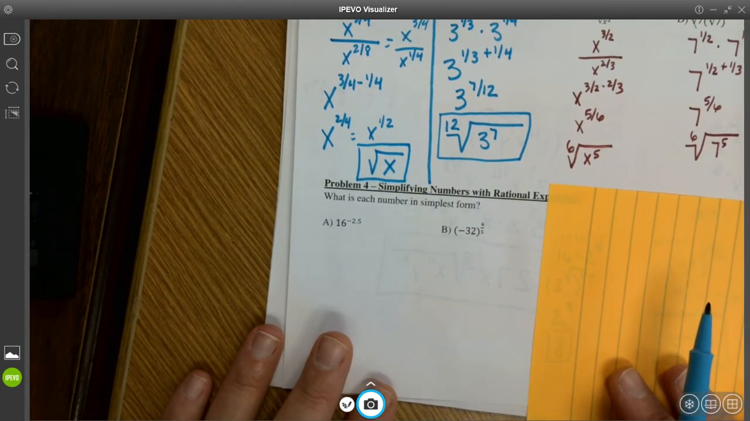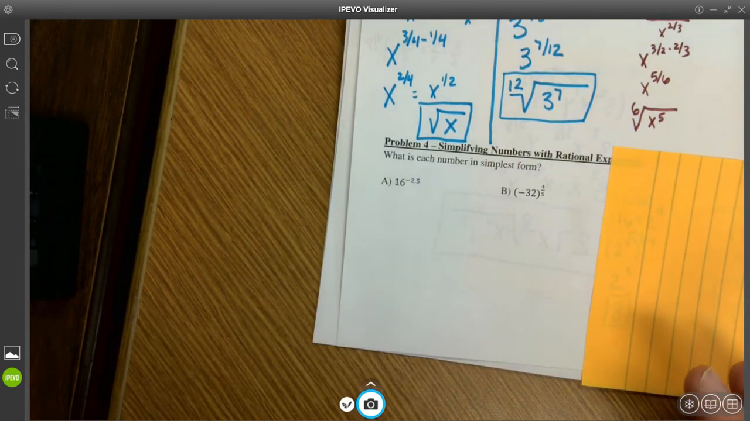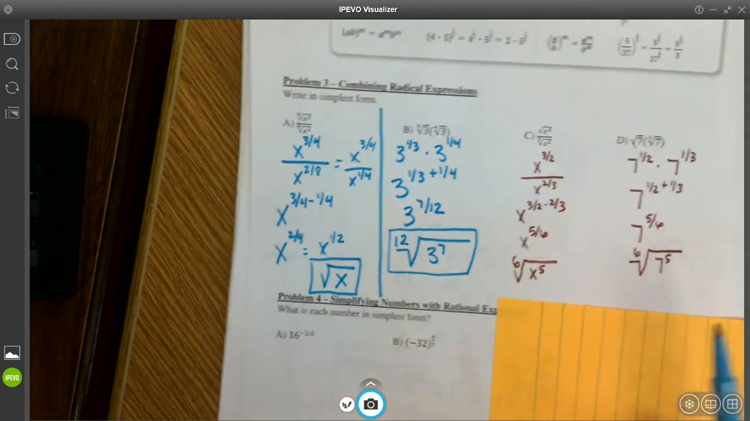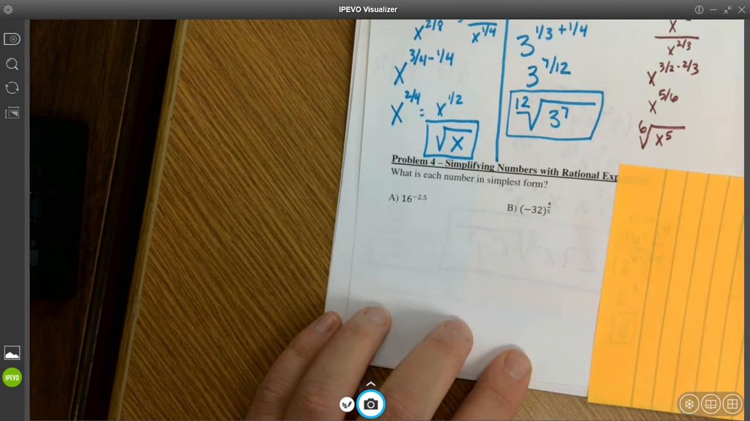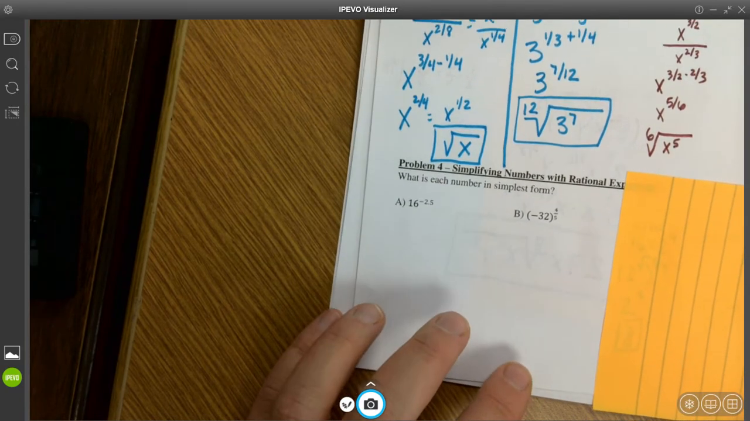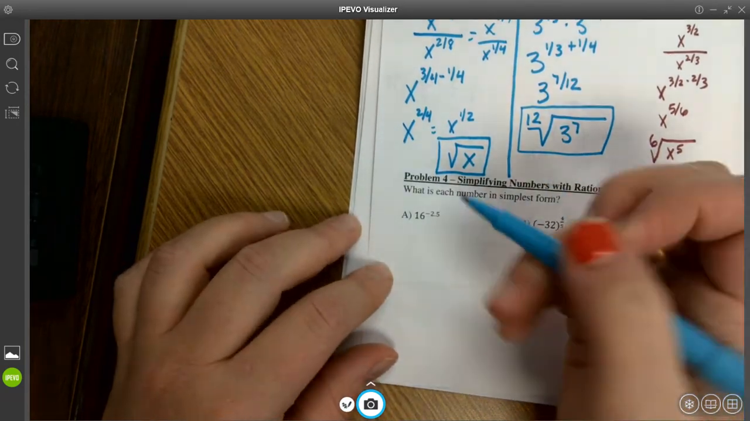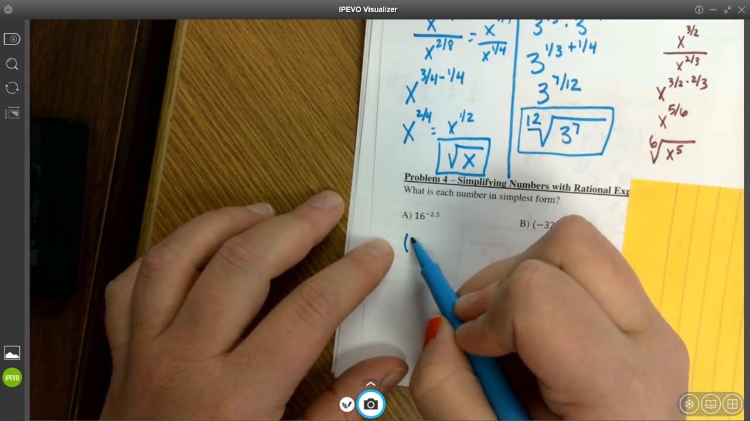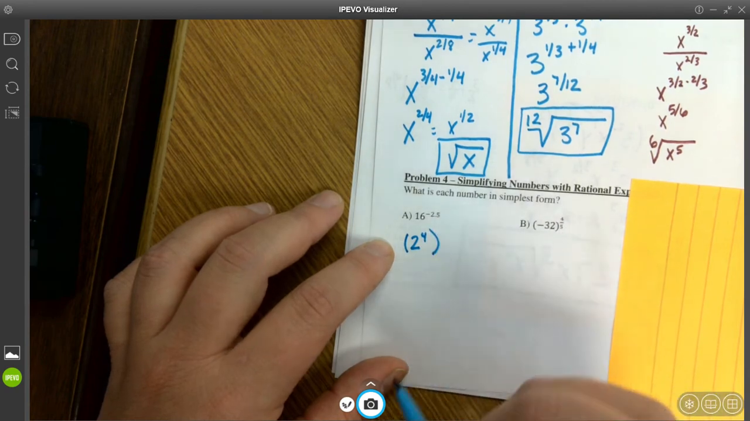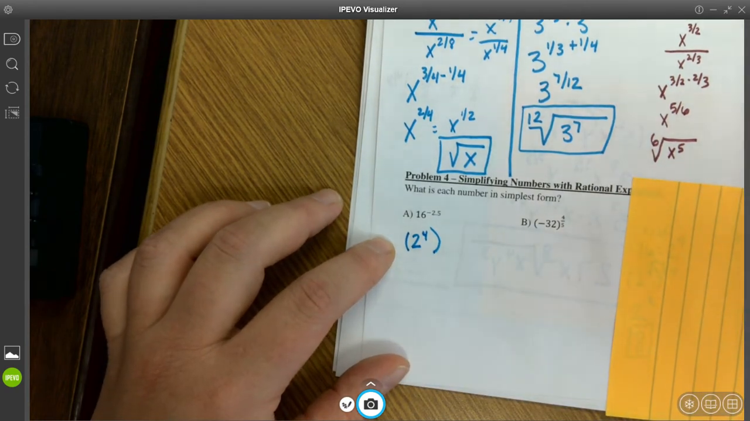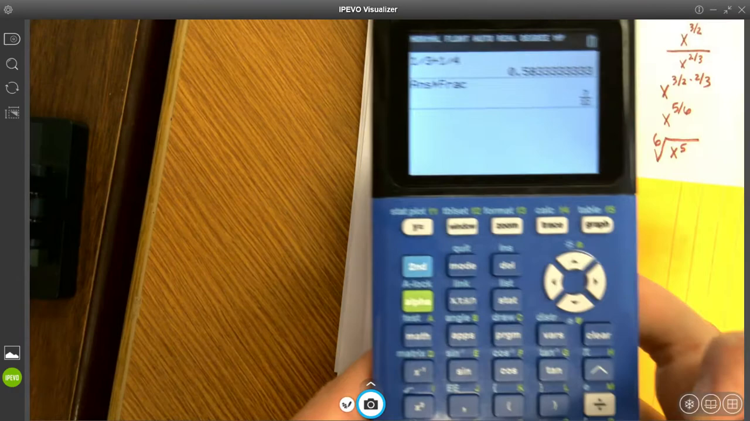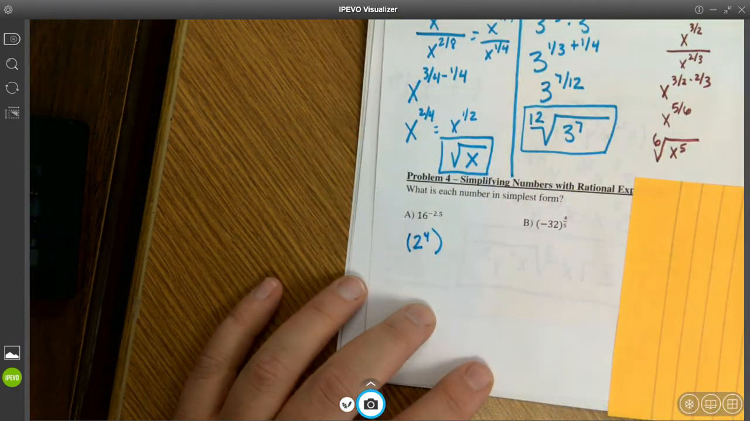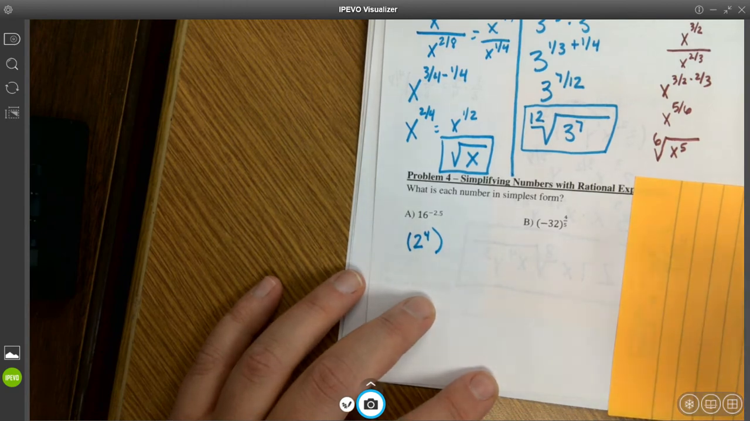Okay, what is each one in simplest form? Now, these were all given to you with prime numbers. What if they're not? This is where I've been saying that you should get to know your powers of 2s and 3s. I'm going to rewrite 16 as 2 to the 4th. So you should write it in prime factorization. So 2 to the 4th, if you want to check, is 16.